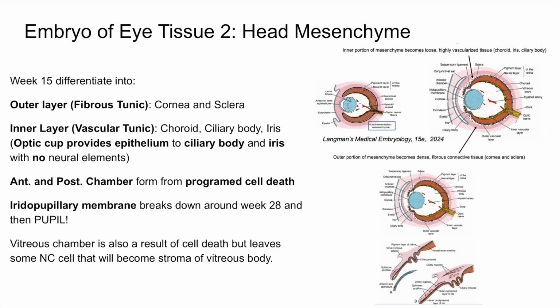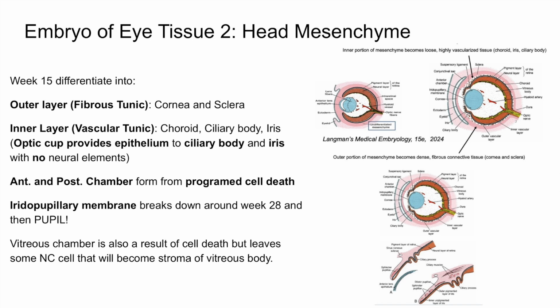All right, so now we're covering that second tissue that gives rise to the eye, which is that head mesenchyme. Okay, and quickly to touch on the previous slide, don't forget, right, we had three tissues total. It was the head mesenchyme, it was that neural tube or neural ectoderm, and then it was that surface ectoderm.